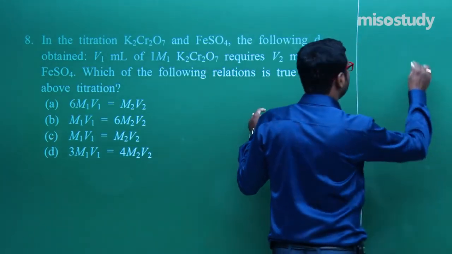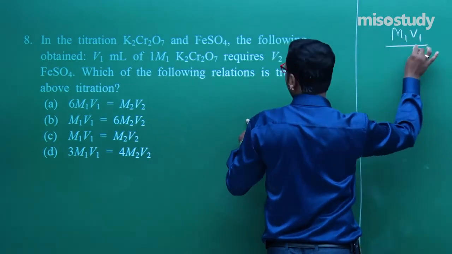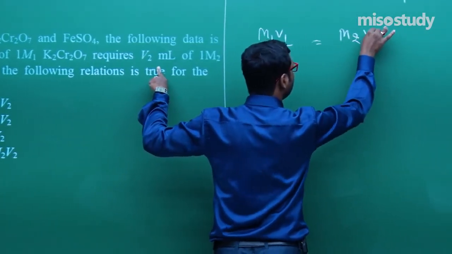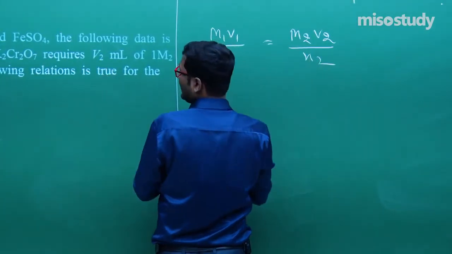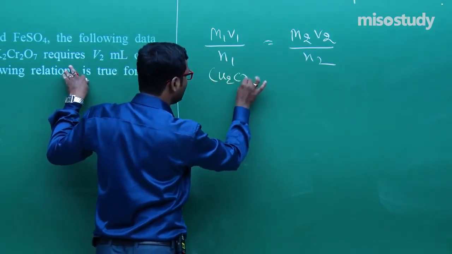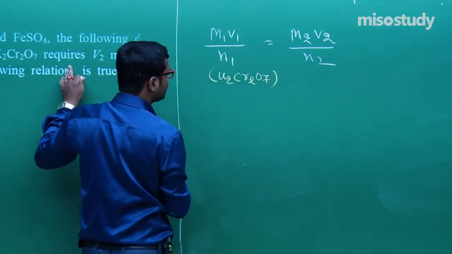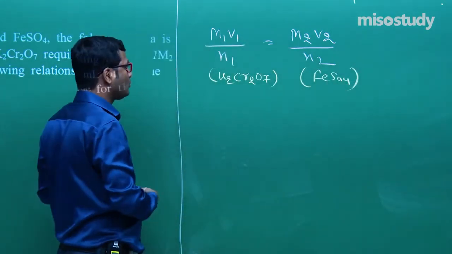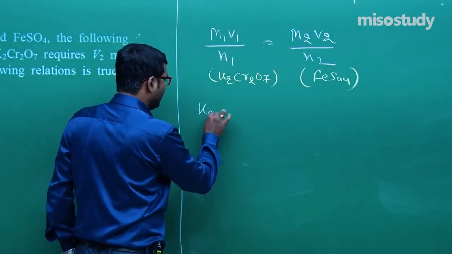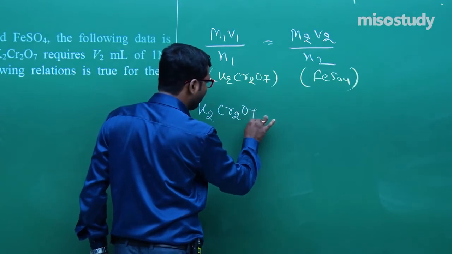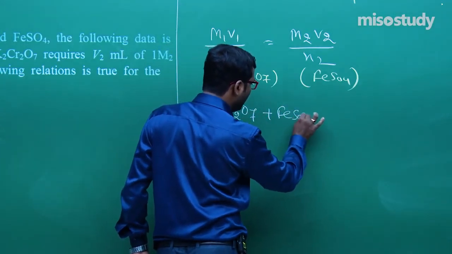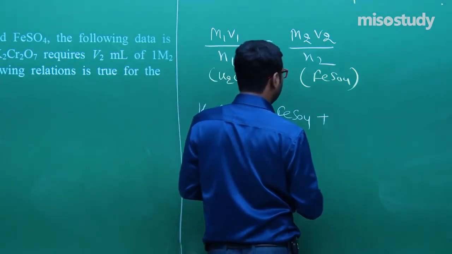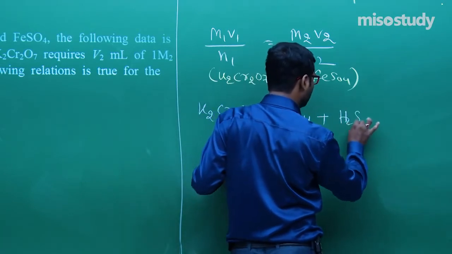As we know, the relation is M1V1 upon N1 is equal to M2V2 upon N2. This is for K2Cr2O7, and this is for FeSO4. Clear? Now how to balance the reaction? First of all, write down the reaction: K2Cr2O7 plus FeSO4, plus then H2SO4.